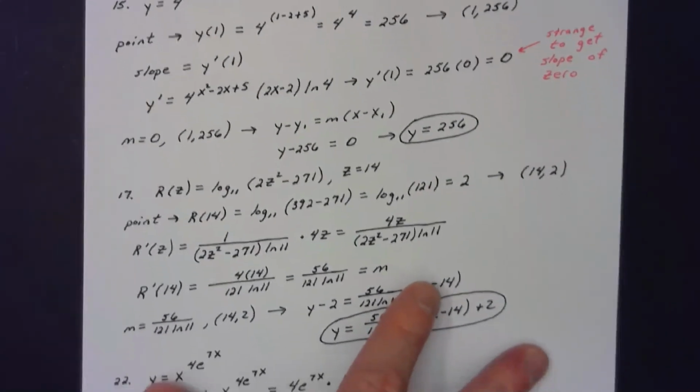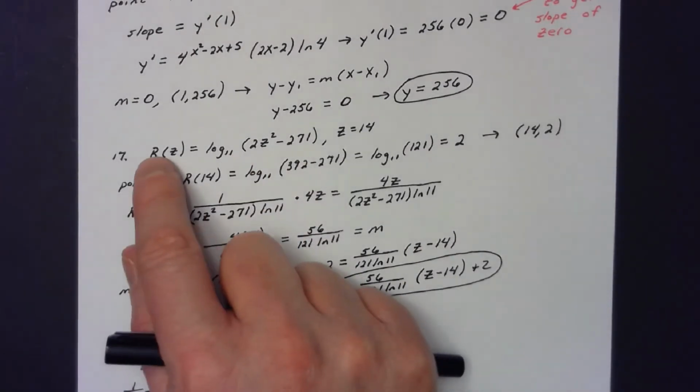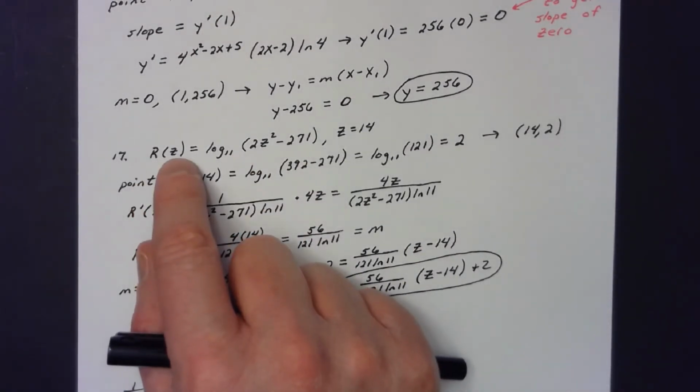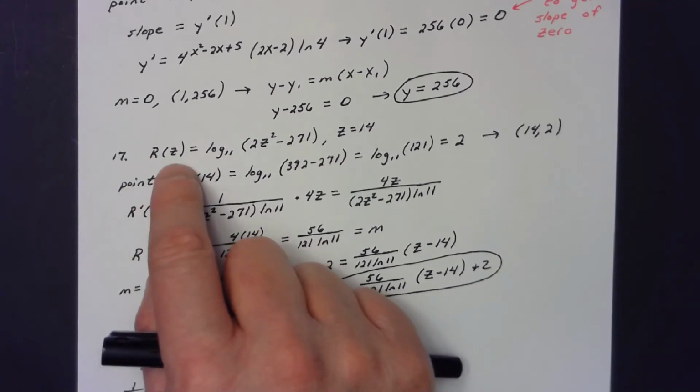Now the next one, it's also an equation of a tangent line. They give you r as a function of z here though. So my y value has to be represented by r of z, and of course my independent variable is z in this problem.